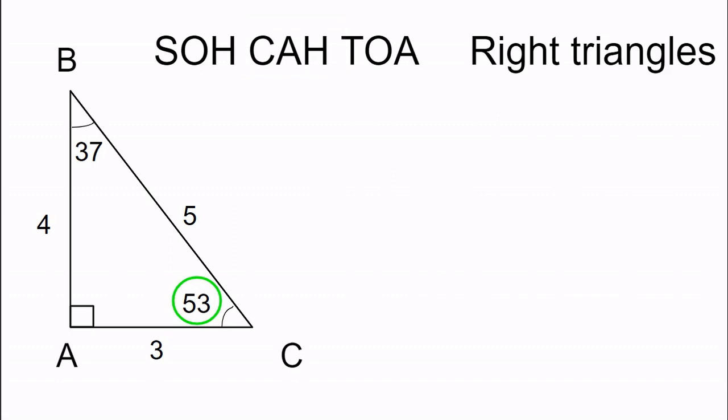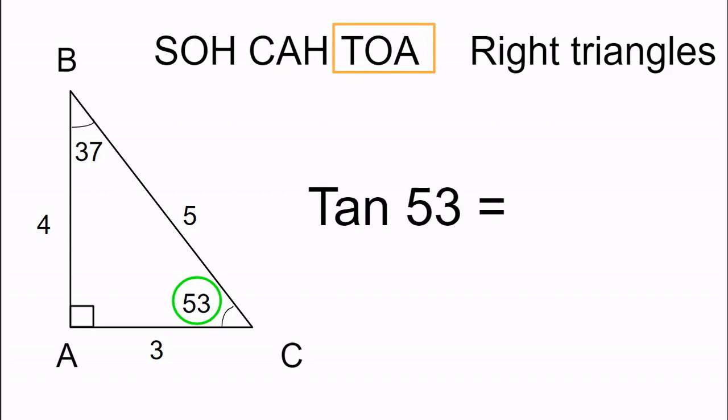Now last but not least, let's look at tangent. So if we have the tan of 53, well, we use TOA, opposite over adjacent. So the opposite side is 4, and the adjacent side is 3. So tan 53 is about 4 over 3.